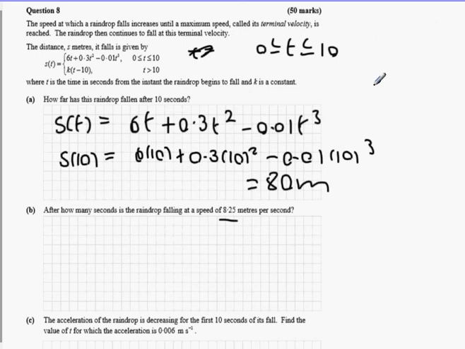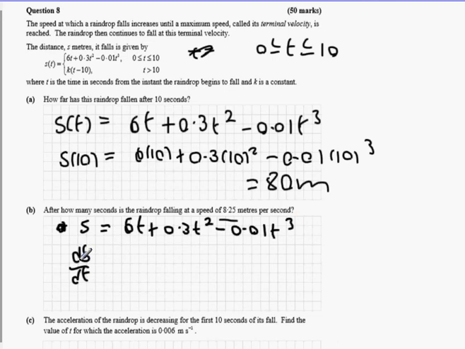Sorry. The distance equation is a cubic. Okay? So if S is equal to 6t plus 0.3t squared minus 0.01t cubed, the velocity, which is ds/dt, is going to be 6 plus 0.6t and then minus 0.03t squared. That's an n-shaped function, right?